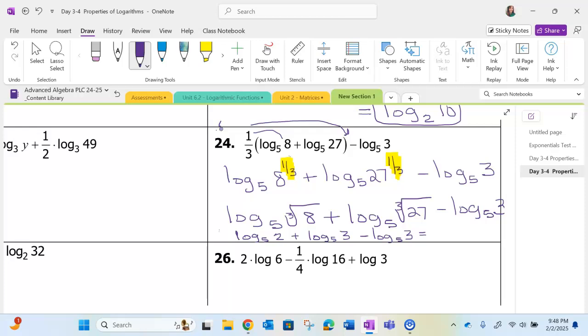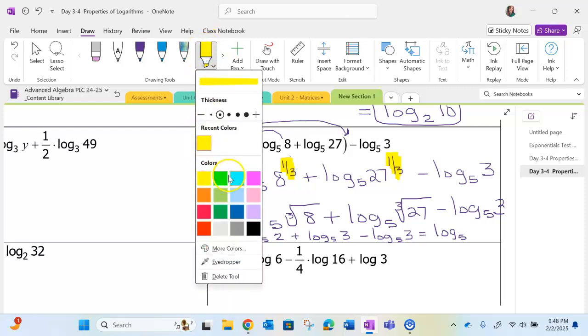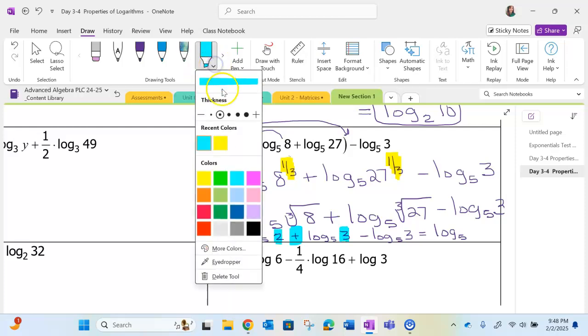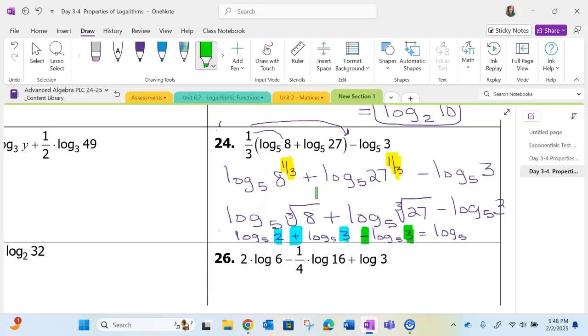So here we go. We're going to make it into 1 log base 5. Let me change highlighters here. I know that this addition means this and this goes in the numerator. Okay, let me grab green. This sign means this goes in the denominator. Okay, so here we go. We are going to draw a fraction bar. We're going to put 2 times 3 on the top, because remember, plus means multiply. And then we're just going to put this one in the bottom.